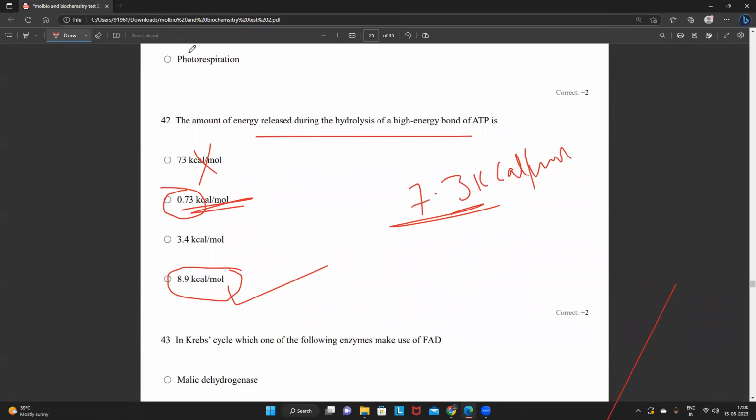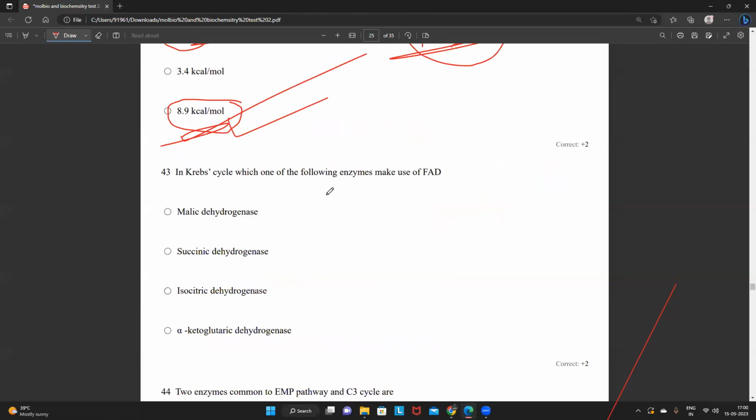This much low energy we never get. So it is 7.3. Since they have not given that 7.3 in the exam, which is near? 8.9. That is the answer. In the Krebs cycle, we just now studied, right? Which of the following enzymes makes use of FAD? Direct question. Electron acceptor, complex 2, succinic dehydrogenase.